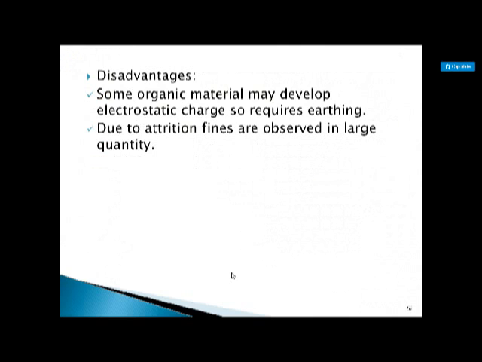Disadvantage: some organic materials may develop electrostatic charges because of the air; they will be in the fluidized state. So when they are in the fluidized state and they are coming down, there will be development of the electrostatic charges, right? अर्थिंग मिलेगा तो electrostatic charges होंगे. And also there will be attrition.